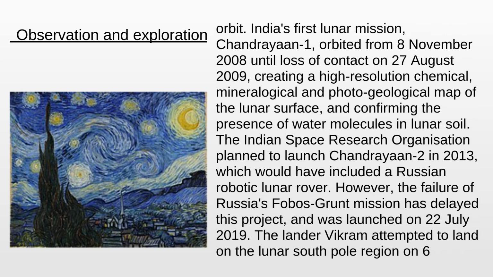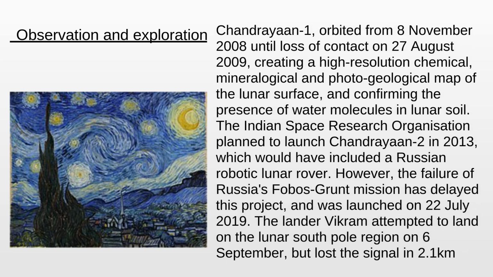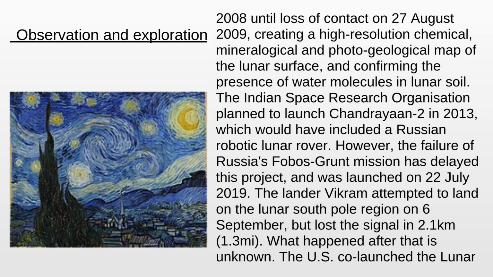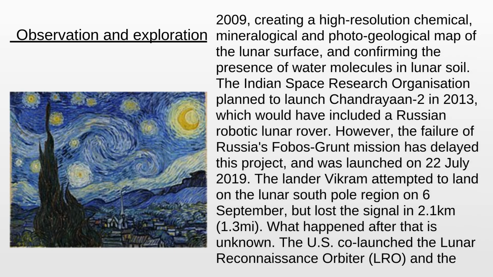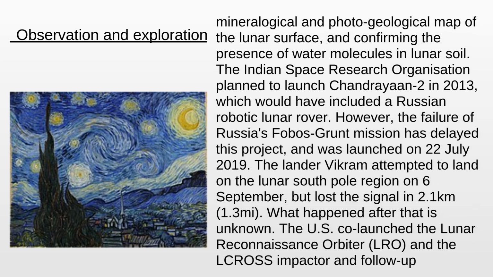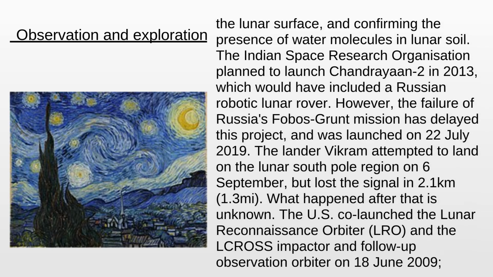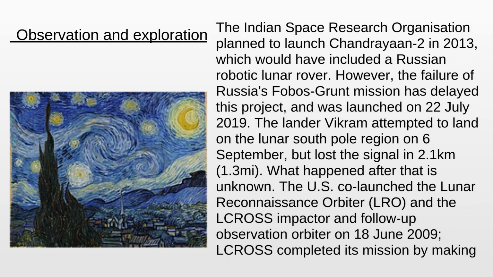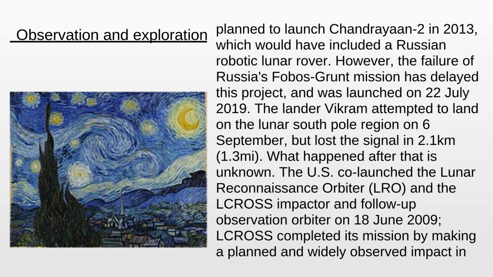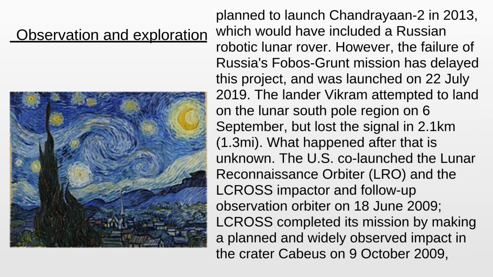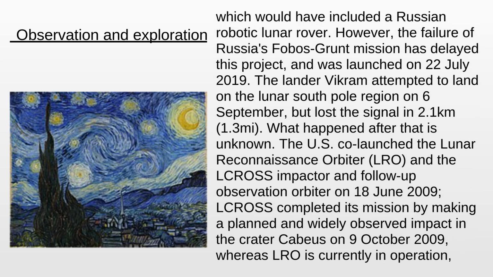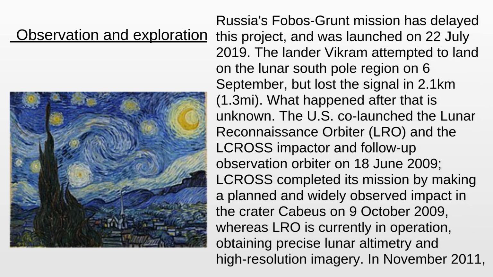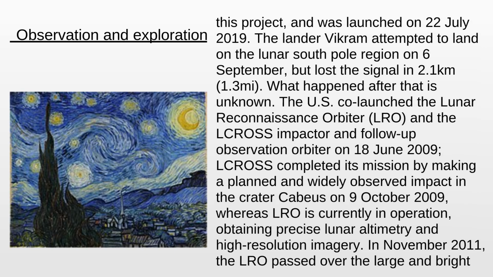India's first lunar mission, Chandrayaan-1, orbited from November 8, 2008 until loss of contact on August 27, 2009, creating a high-resolution chemical, mineralogical and photogeological map of the lunar surface, and confirming the presence of water molecules in lunar soil. The Indian Space Research Organization planned to launch Chandrayaan-2 in 2013, which would have included a Russian robotic lunar rover. However, the failure of Russia's Phobos-Grunt mission delayed this project, and it was launched on July 22, 2019.